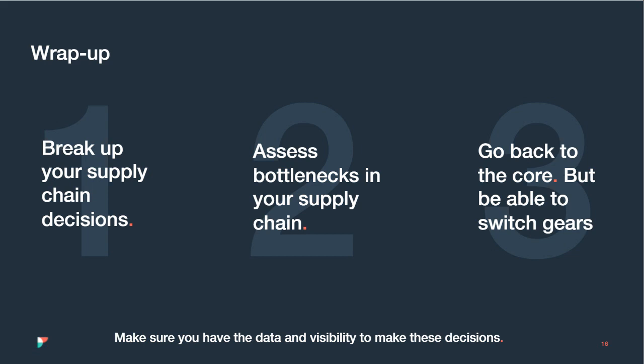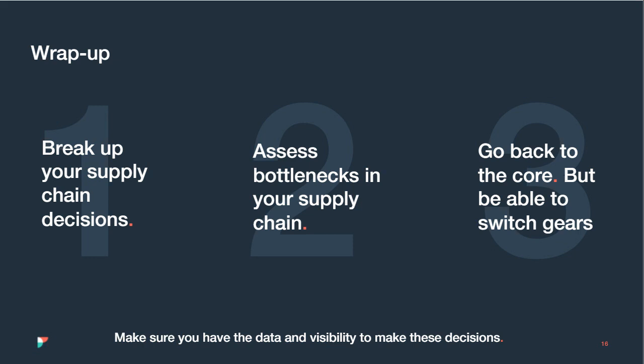the wrap up here, or at least the three things that we would really like this audience to take home, and to try to see if you could implement this when you're trying to increase the resilience in your supply chain. The three areas that we have identified are on the screen, right? So breaking up your supply chain decisions. Secondly, carefully assess the bottlenecks that you see in your supply chain. And thirdly, go back to the core, but be able to switch gears again. And in order to execute really on this, we would advise you to do the following.